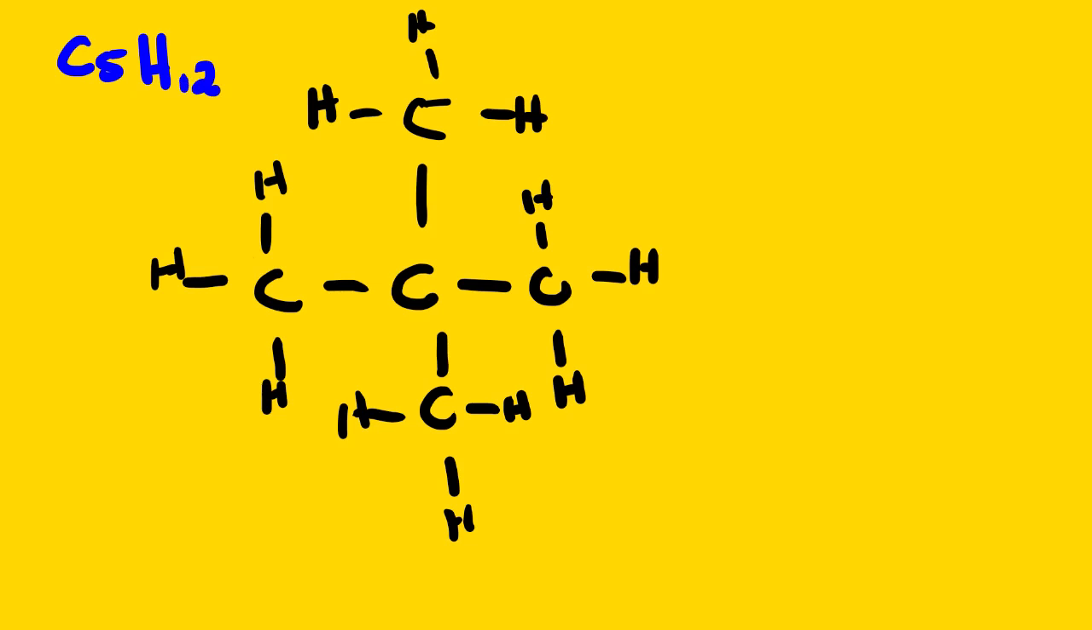Go ahead, pause the video, try to work out the name for this and play the video. So looking at the chain, you can see this is the chain. Even if we take it this way, we can still see that we have 2 branches. We take it this way, we have 2 branches. You can see either way it will actually work. So our parent chain here is propane.